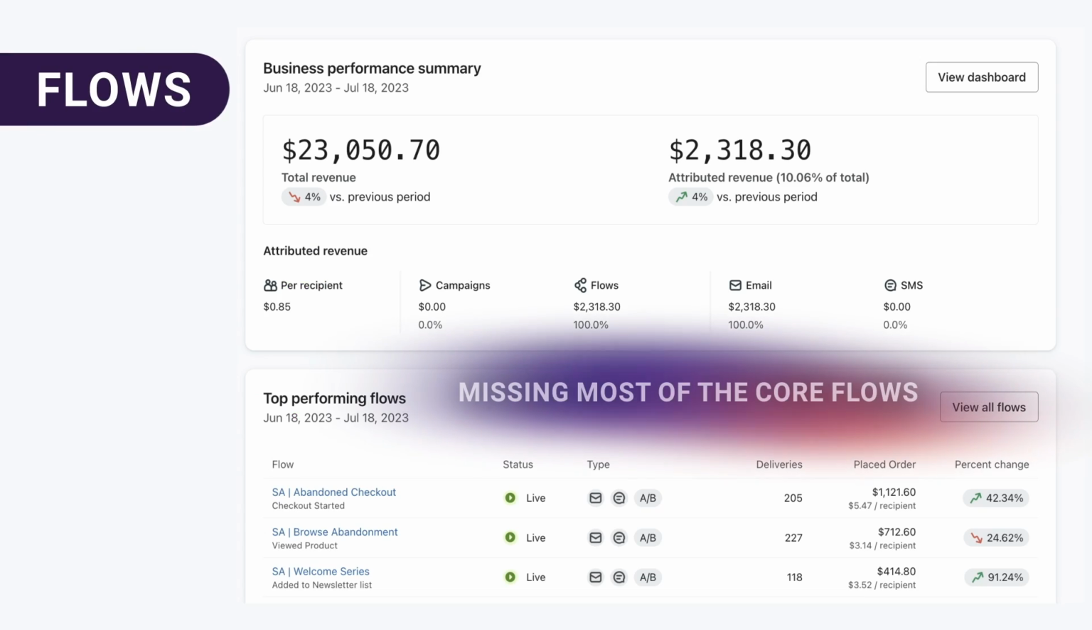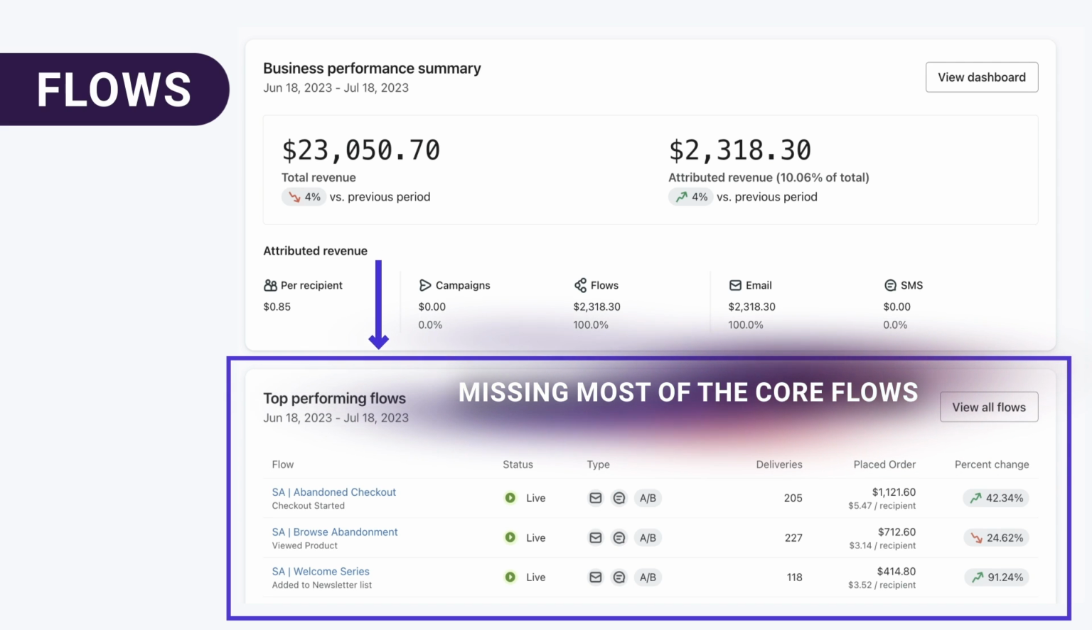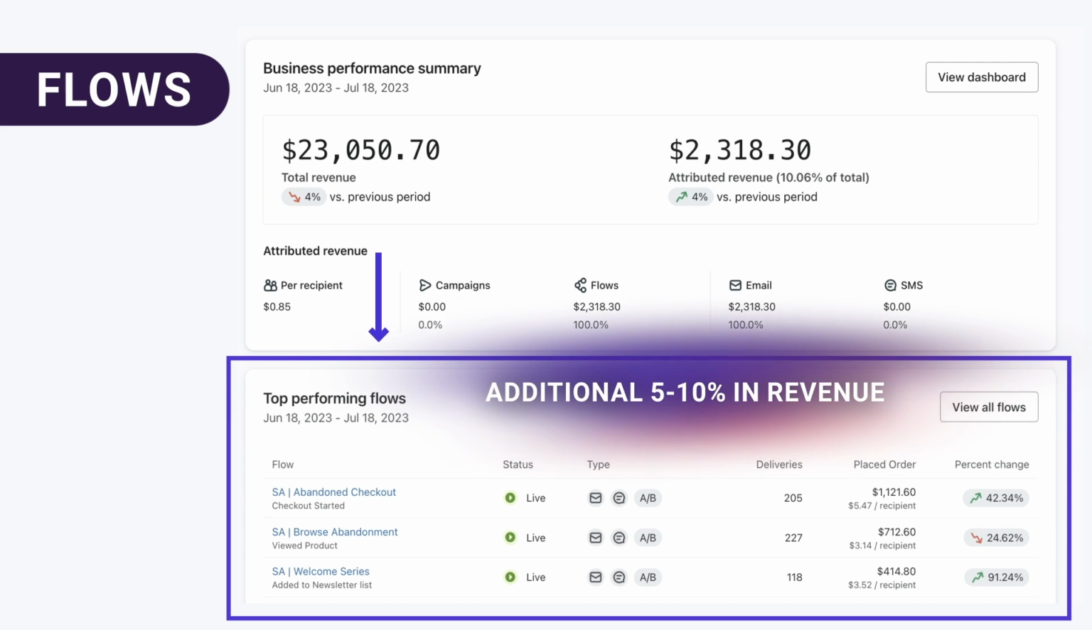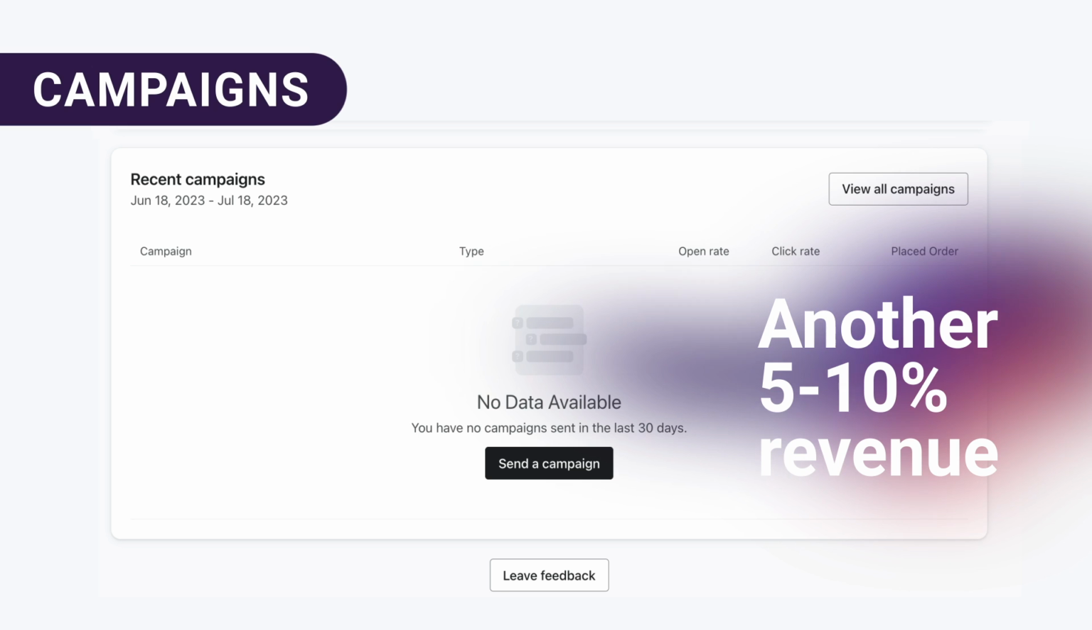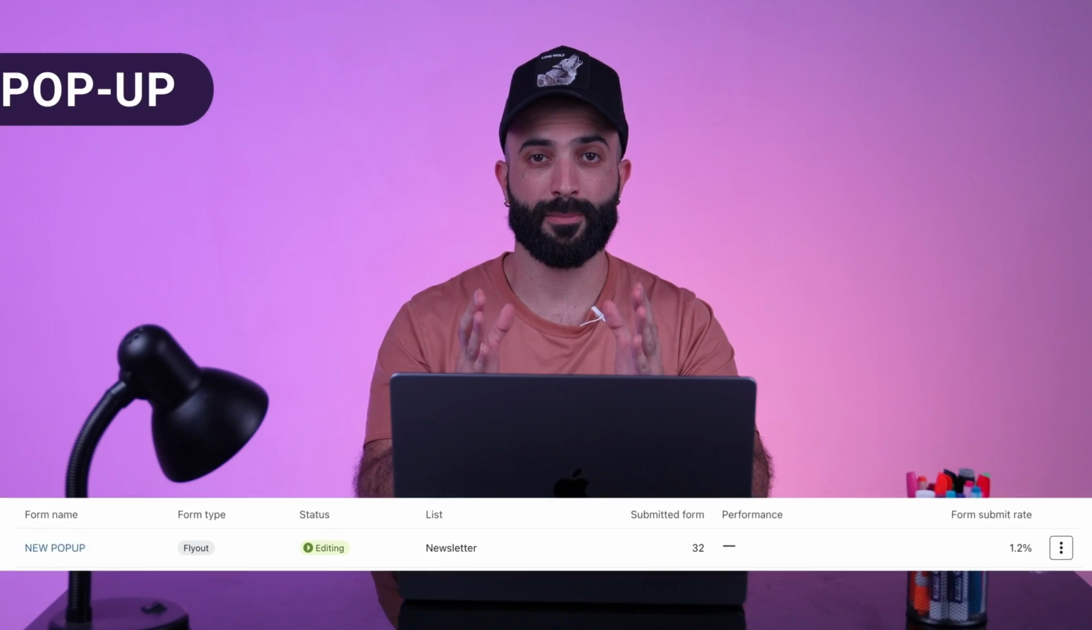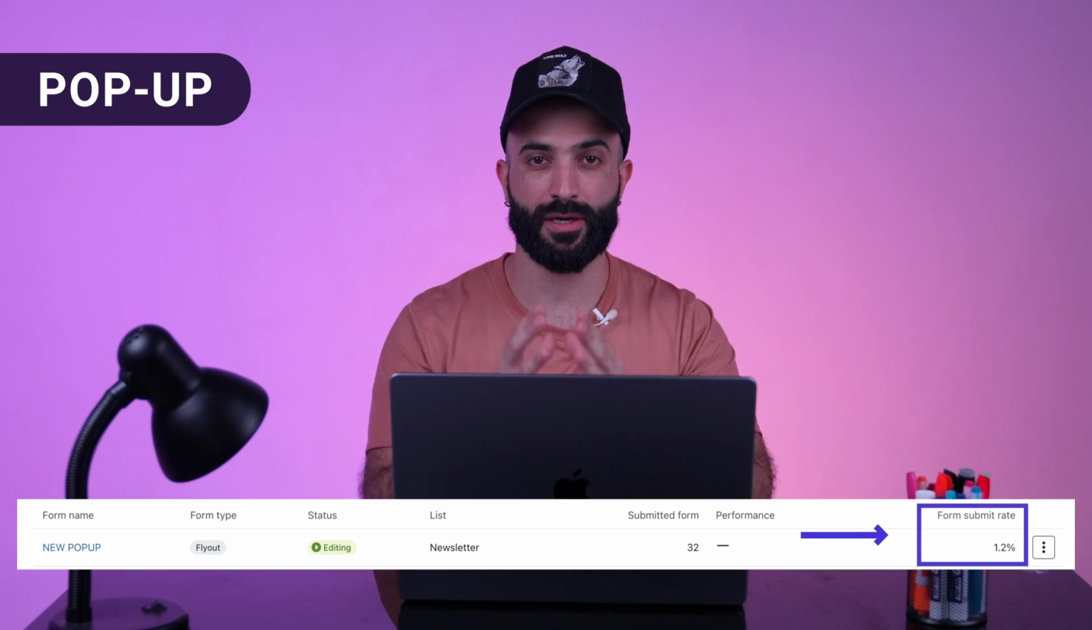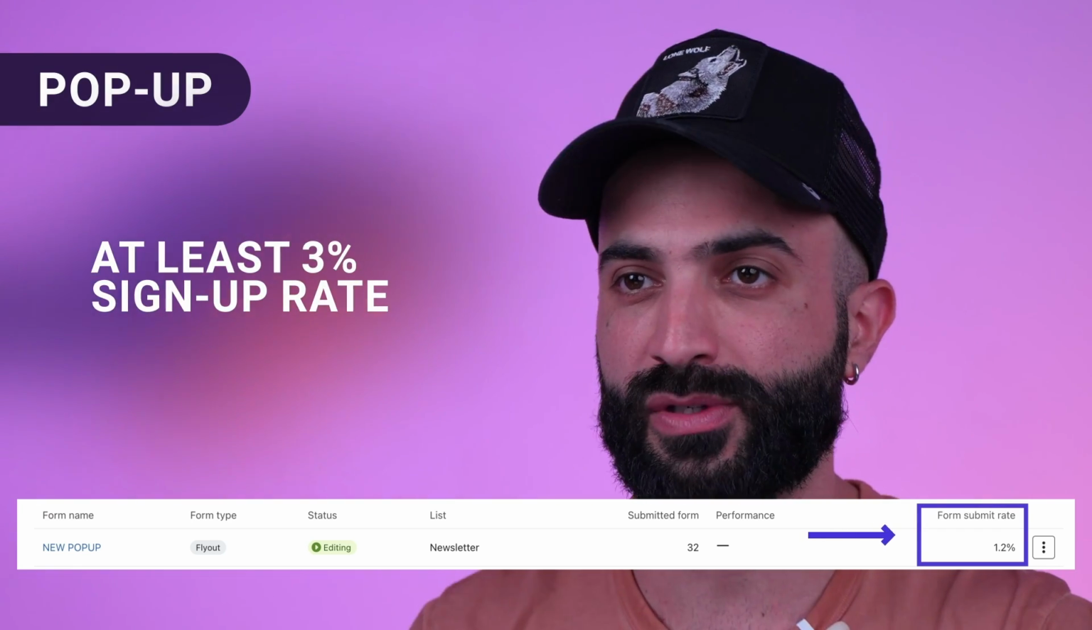Flows. They're missing most of the core flows, which could add an additional 5 to 10% in revenue. Campaigns. They're not sending any campaigns, another 5 to 10% in potential revenue increase right there. Pop-up. They're not optimizing their pop-up signups. We'd want to see at least a 3% sign-up rate. Now let me show you another example.